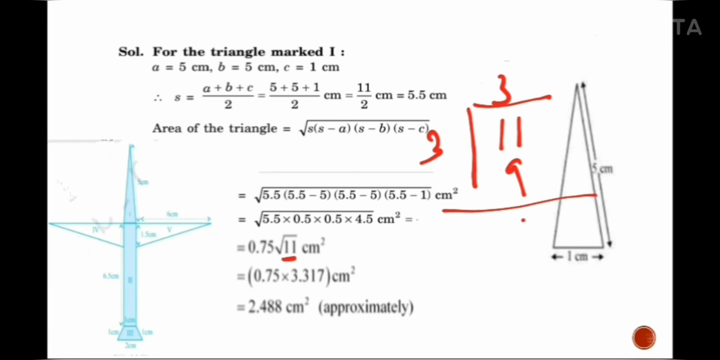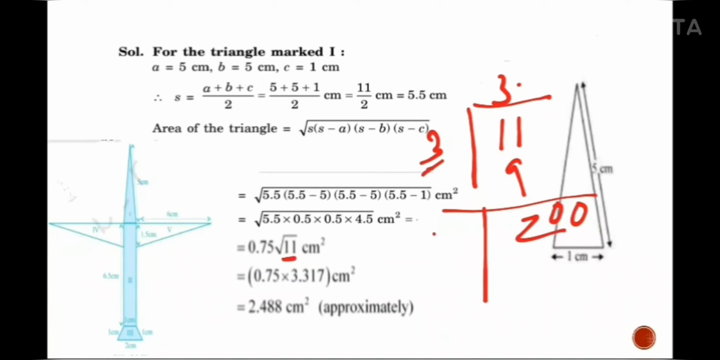So if you check part number 4 and 5, you can say that this triangle is a right angle triangle, and for right angle triangle the area will be half into base into height. Base is 1.5, height is 6. Just put the values here, do the calculation, it will be 4.5 centimeter square. For both part number 4 and 5, area will be same.